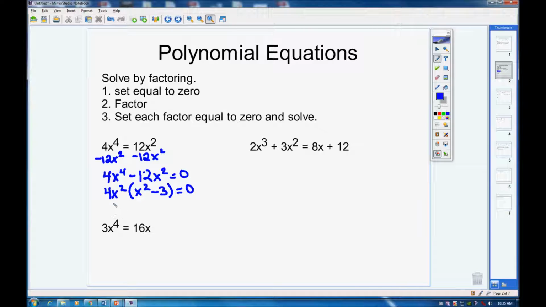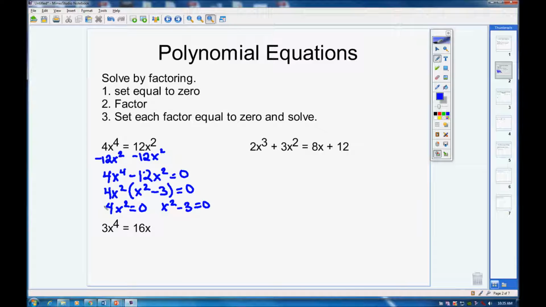At this point, 4x squared is a monomial. I can't factor it anymore. And x squared minus 3 is not a difference of squares because I cannot square root the x squared minus 3 nicely. So what I'm going to do is set 4x squared equal to 0 and x squared minus 3 equal to 0.